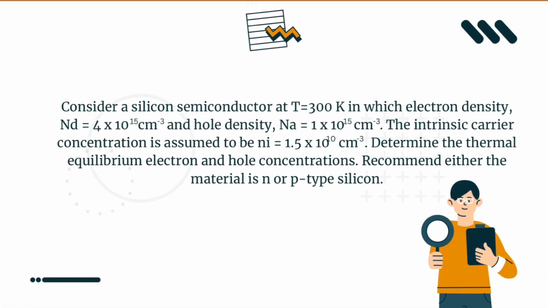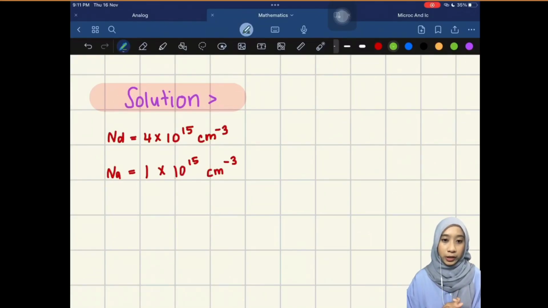Okay, bye. And proceed to the next question: consider a silicon semiconductor at T equal to 300K in which electron density Nd is 4 times 10 power of 15 cm negative cube and hole density Na is 1 times 10 power of 15 cm negative cube. The intrinsic carrier concentration is assumed to be Ni equal to 1.5 times 10 power of 10 cm negative cube. Determine the thermal equilibrium electron and hole concentration. Recommend whether the material is N-type or P-type silicon. Okay, proceed to the solution.